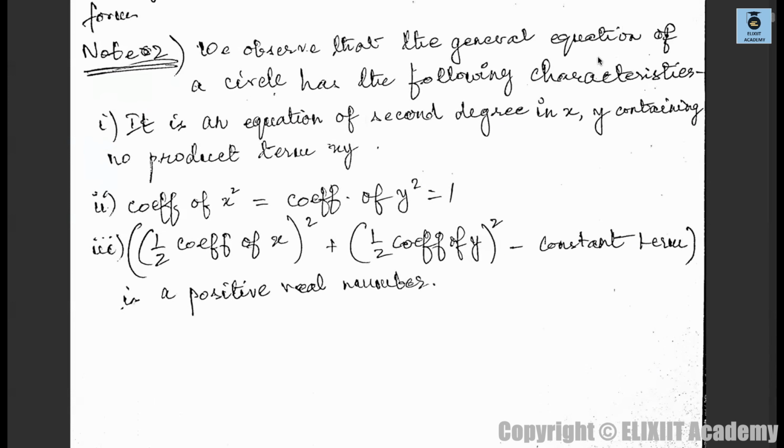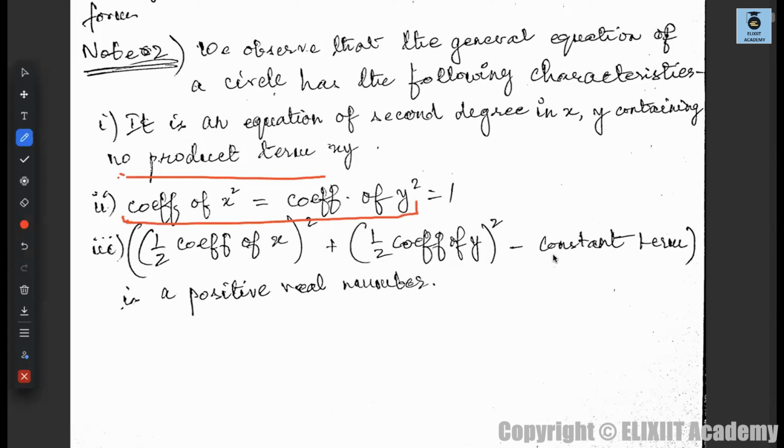We observe that the general equation of the circle has the following characteristics. It is an equation of second degree in x and y. There are no product terms of xy. The xy product term is absent. And coefficient of x square, just now we have seen, is equal to coefficient of y square is equal to 1. They may be different, not equal to 1, but x square and y square coefficients must be equal. This must be true definitely. This is absolutely a necessary and sufficient condition.